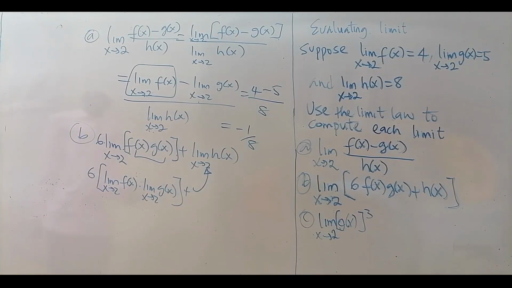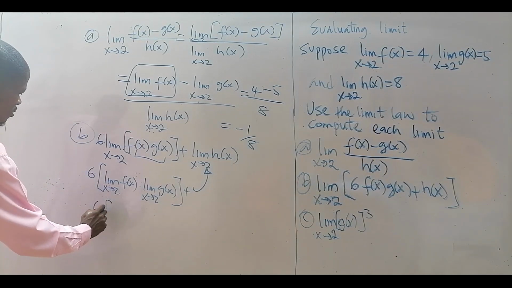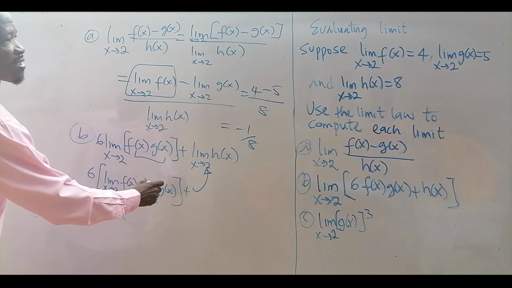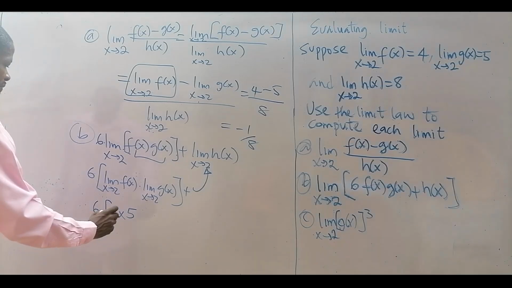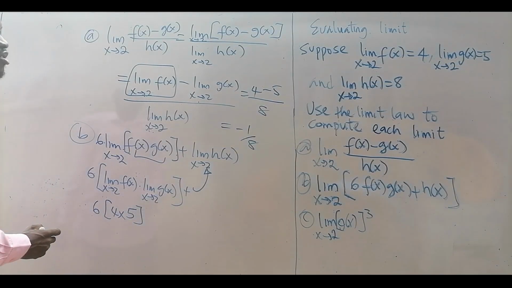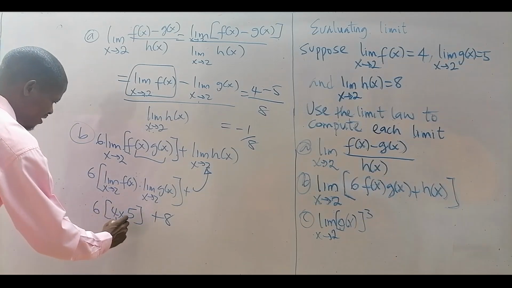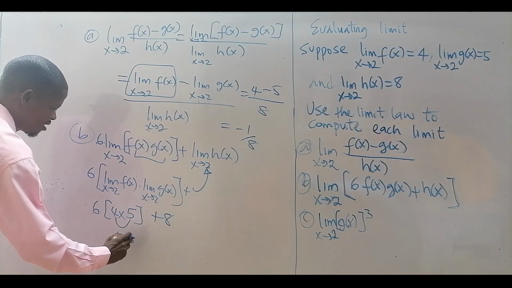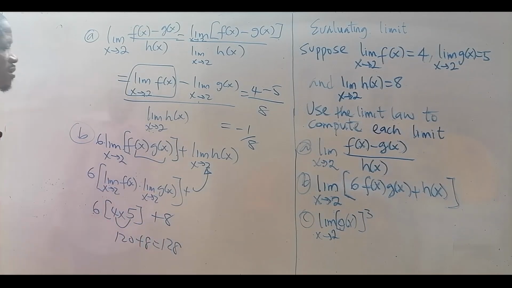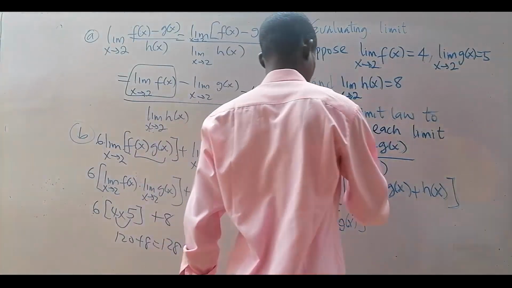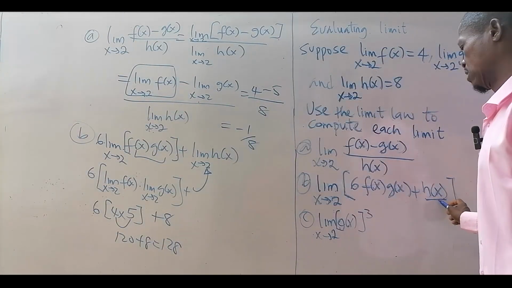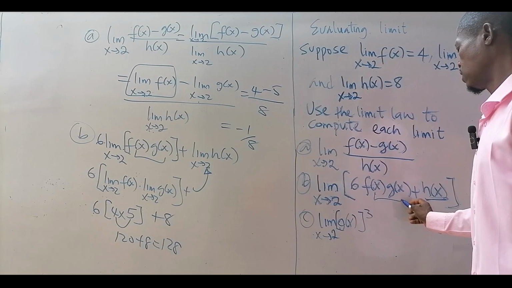Then begin to make your substitutions. You have your f of x as 4 times g of x is 5. Close the brackets, then plus h of x is 8. That will be 20 times 6, 120, plus 8, that's 128. And don't forget, this 6 does not affect your h of x. It only affects f of x and g of x.